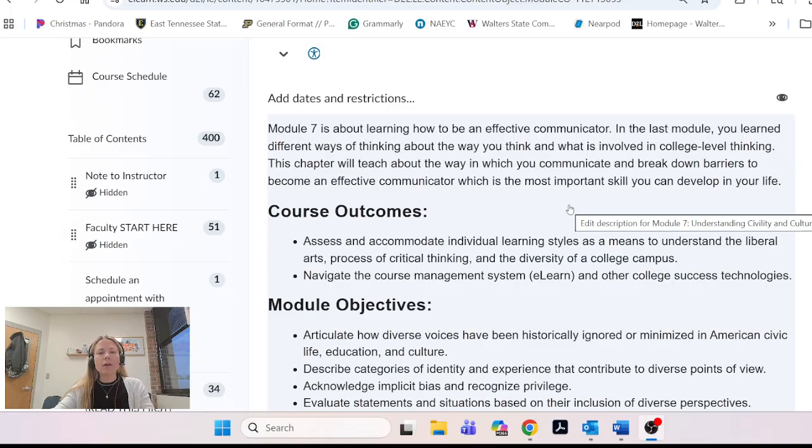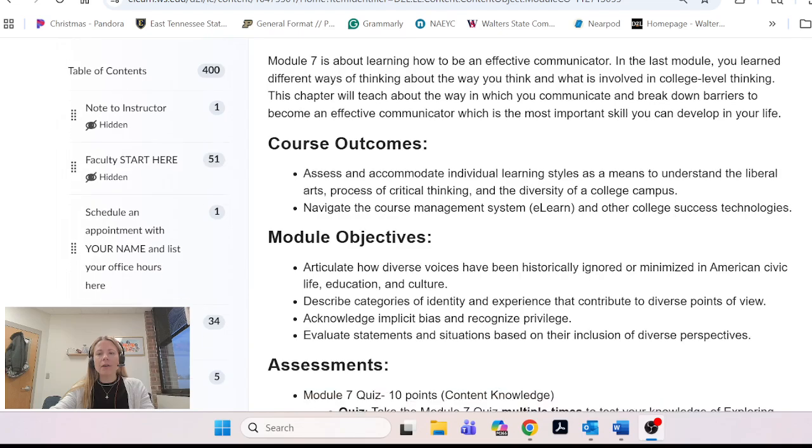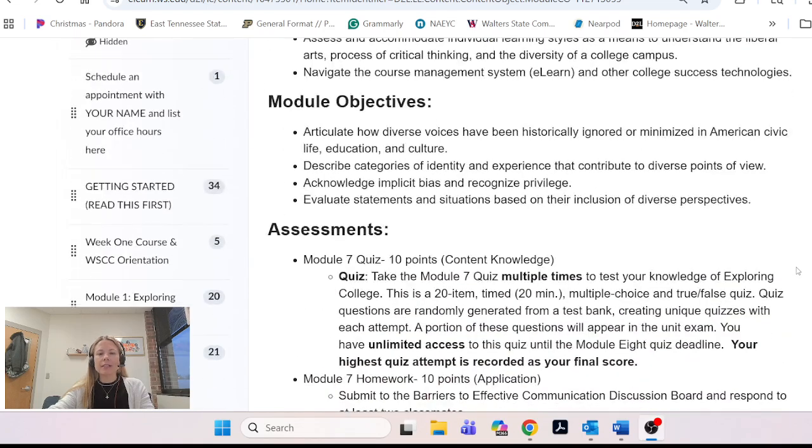Now, remember, the course outcomes are the ones that you have to master by the end of the semester. So, assess and accommodate individual learning styles as a means to understand the liberal arts, process of critical thinking, and the diversity of a college campus. And then navigate the course management system, eLearn, and other college success technologies.